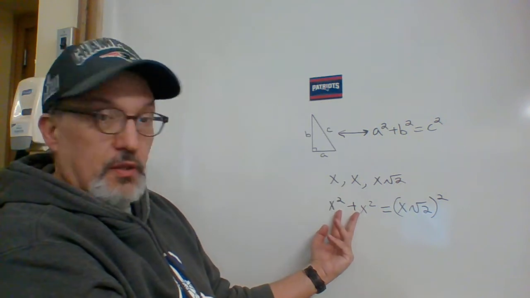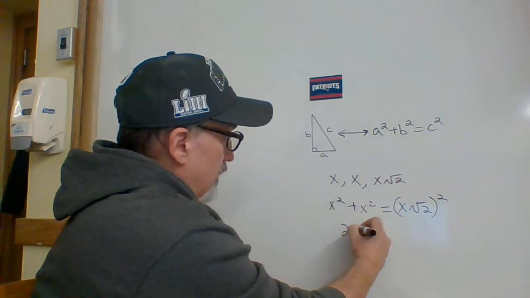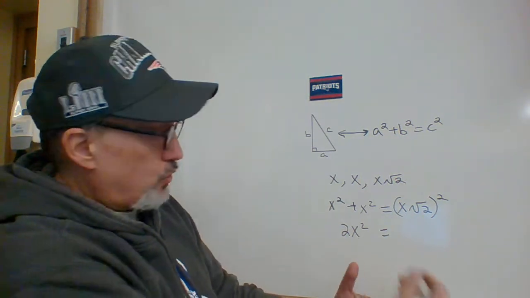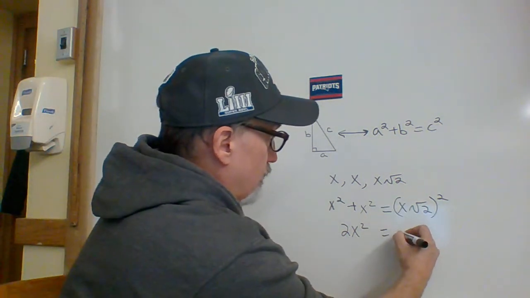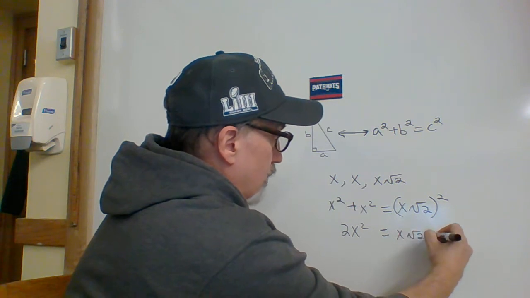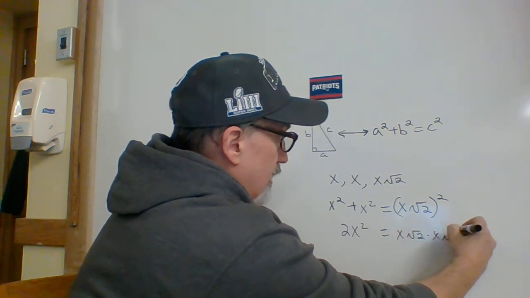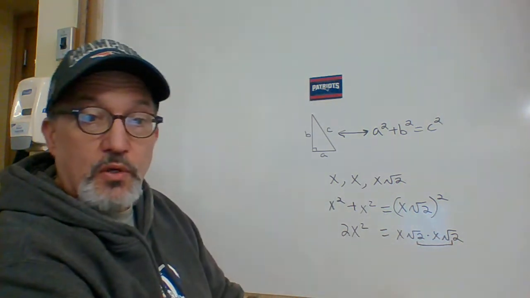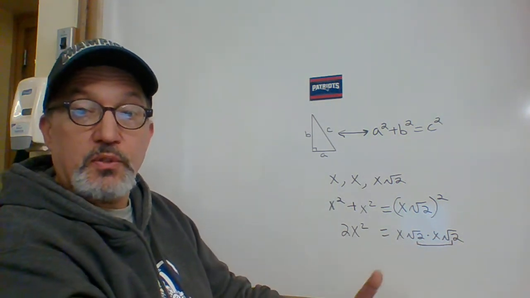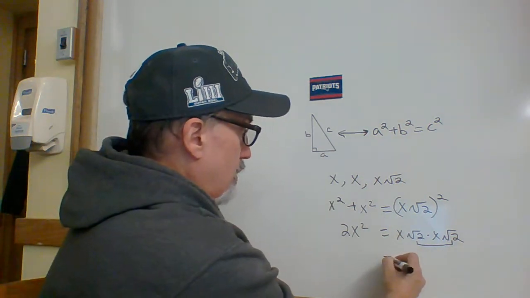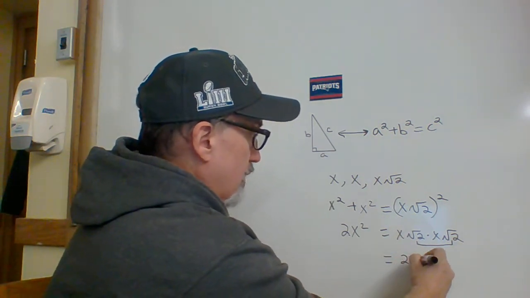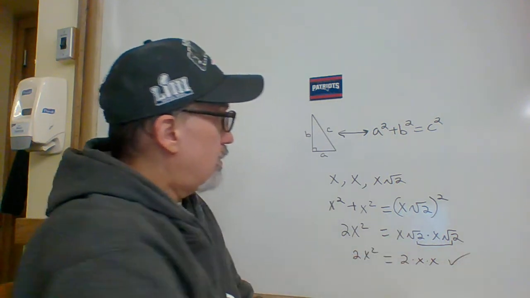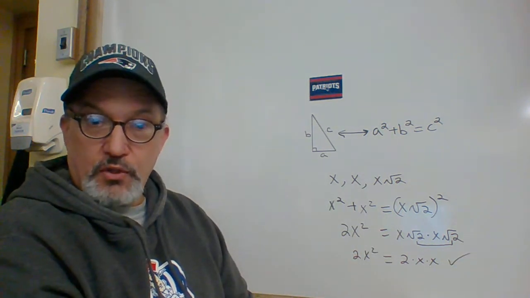And on the left side, of course, x squared plus x squared is 2x squared. And on the right side, when you square x times the square root of 2, x times the square root of 2 times x times the square root of 2, the square root of 2 times the square root of 2 is by definition 2. So on the right side, we have 2 times x squared, or 2x squared. So that answers the first question.